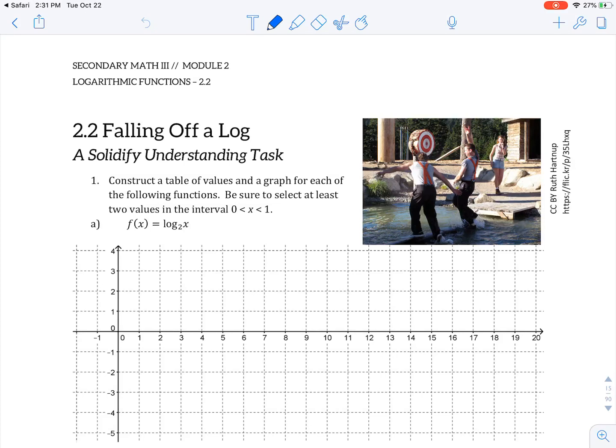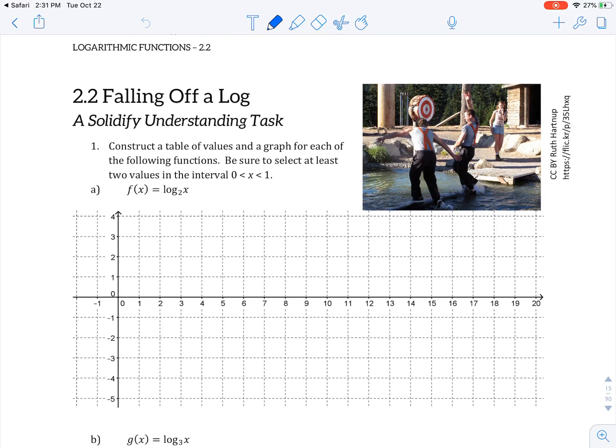Okay, 2.2, falling off a log. Definitely taking a jump from the more difficult today. Construct a table of values and graph each of the following functions. Be sure to select at least two values that are in between that interval of 0 to 1.